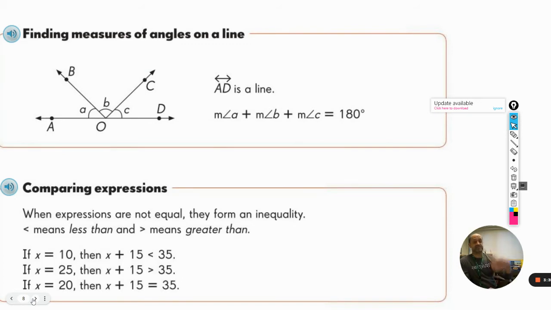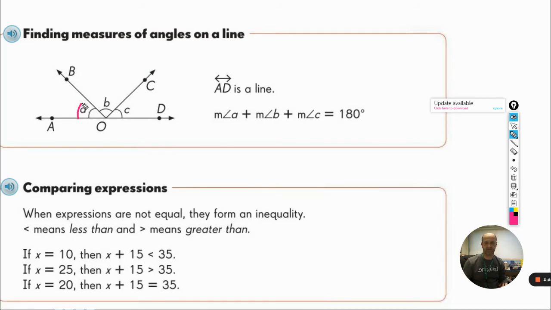Okay, in the last unit, you used information about angles to find measures of angles you don't know. What you'll recall is that angles on a line add up to 180 degrees, okay? So A plus B plus C is going to be 180. Okay, we know that.